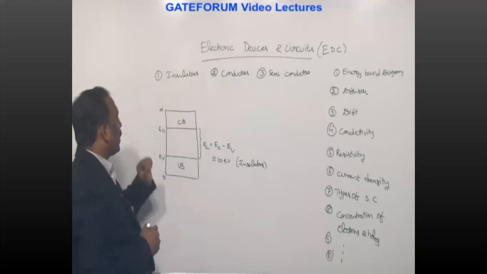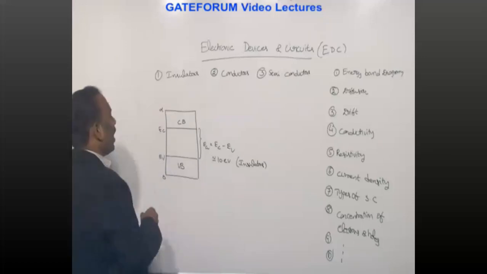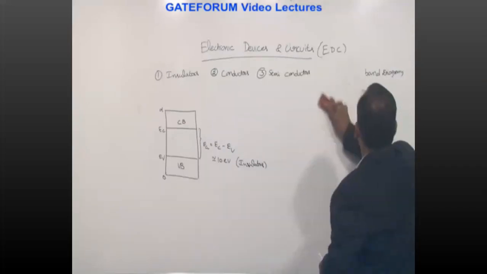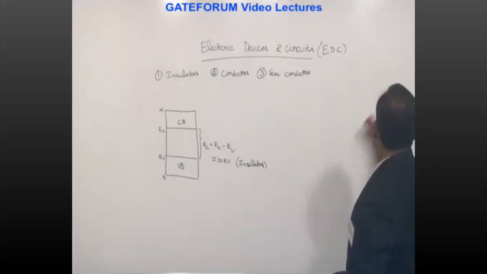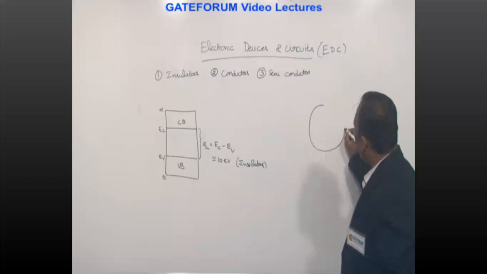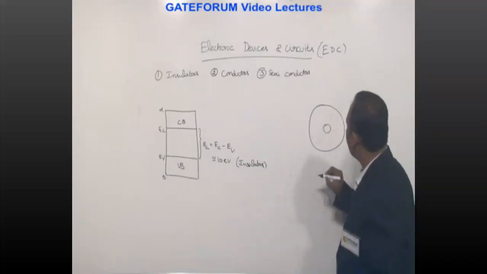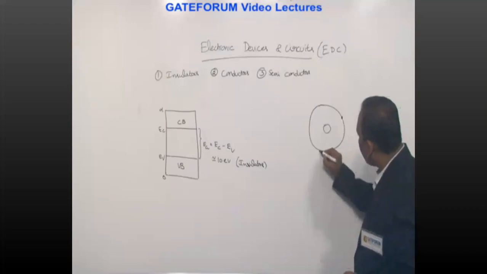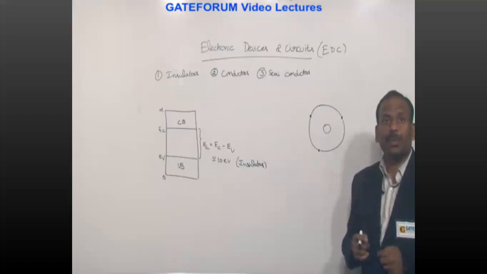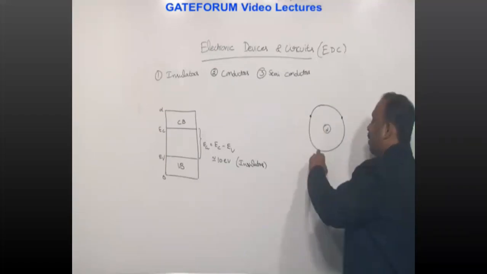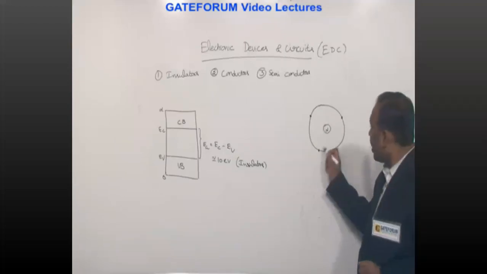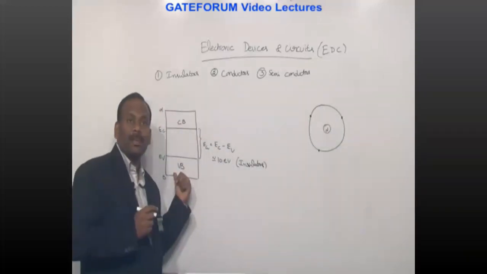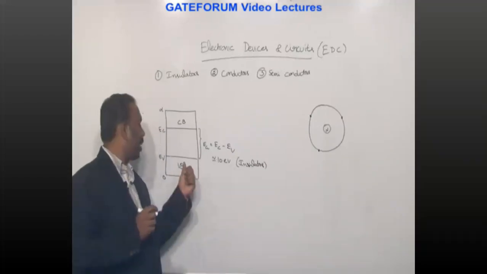Clear? Now, what is the meaning of valence band? What is the meaning of conduction band? What does the valence band contain? What does the conduction band contain? Let us suppose in an atom, this is the nucleus, this is the outermost shell, and there are 3 electrons in the outer shell. These 3 electrons are called valence electrons. That means the valence band contains these 3 electrons. The electrons in the valence shell will be in the valence band.